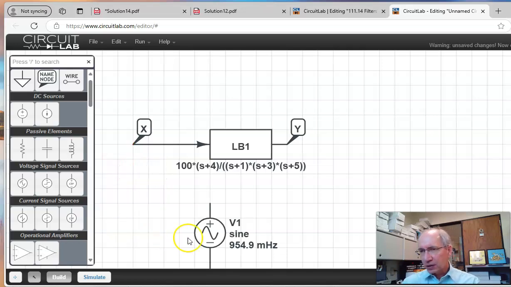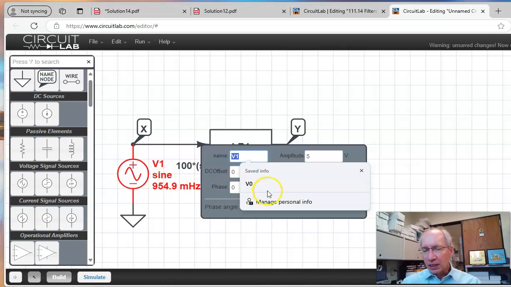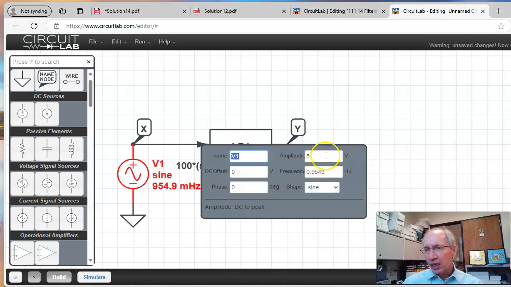Let's get rid of this. I've replaced my sine wave. Again, the input is 6 radians per second. I need to convert that to hertz. So 2 pi times frequency is radians per second, or 6 divided by 2 pi. That's your frequency in hertz.